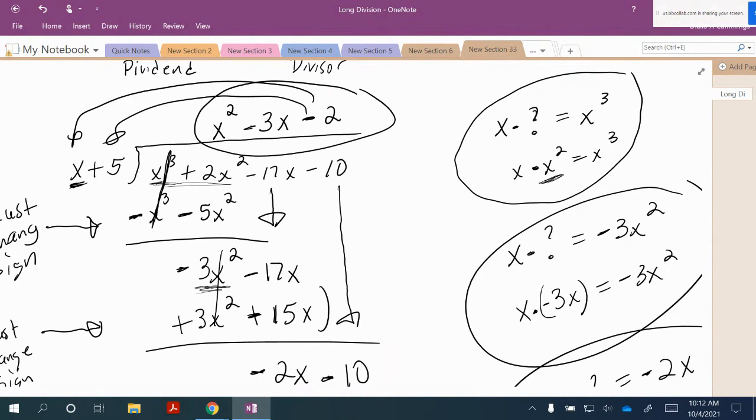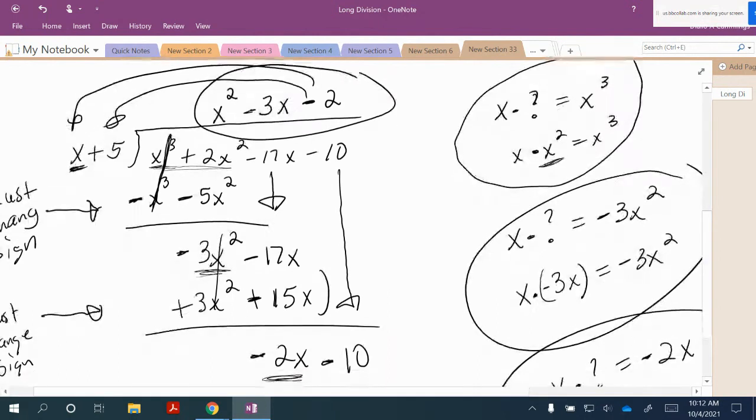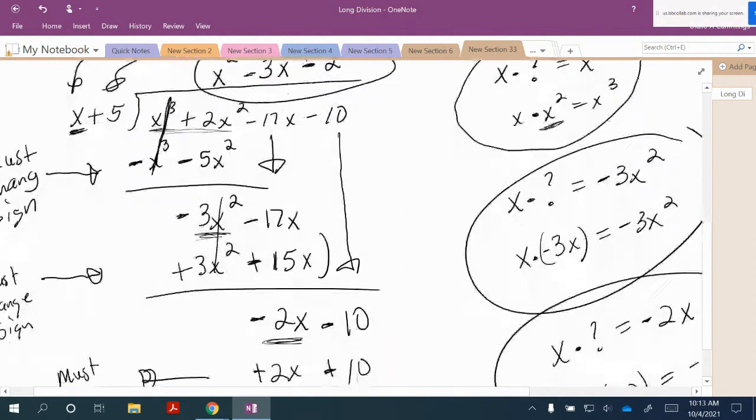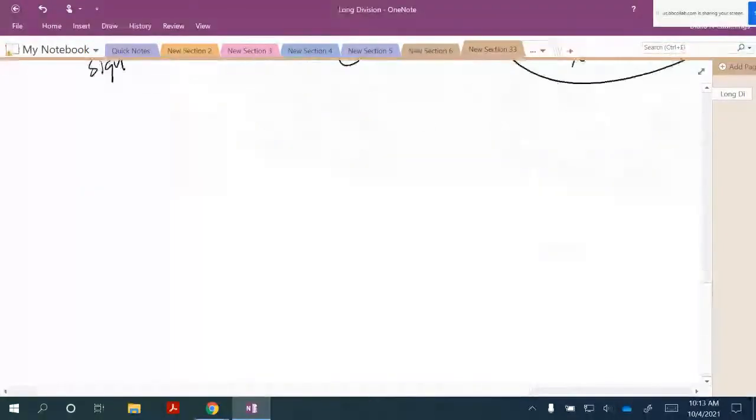Any questions about this example? So this is a long division solution. You will be using a combination of long division, synthetic division, factoring, and the zero factor property. Now let's take a look at synthetic division.